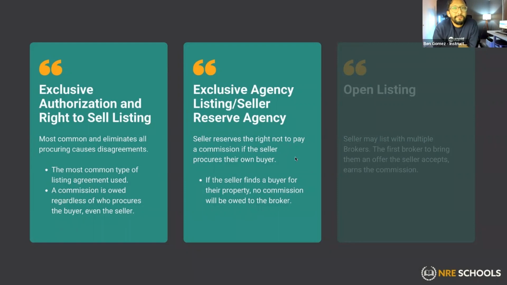I don't like this one. Would you guys want to work your butts off doing a bunch of open houses, telephone prospecting, and spend a bunch of money on marketing and materials to not be compensated? Now, there are companies out there that will do this, but we just don't do this. Small difference: exclusive authorization, commission is owed. Exclusive agency, if the seller finds the buyer, it's not.